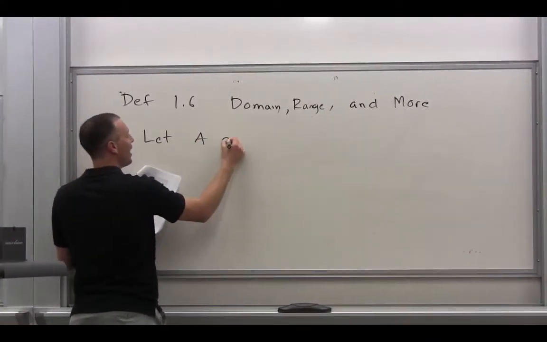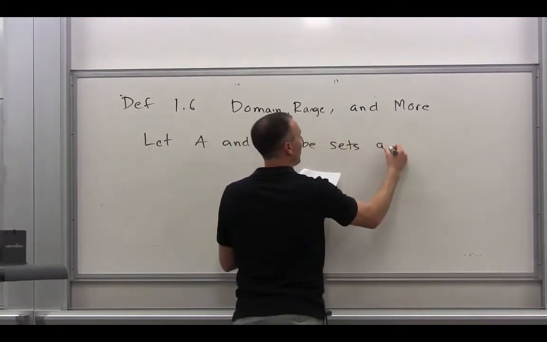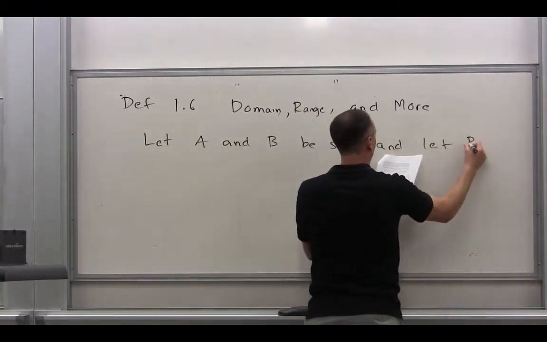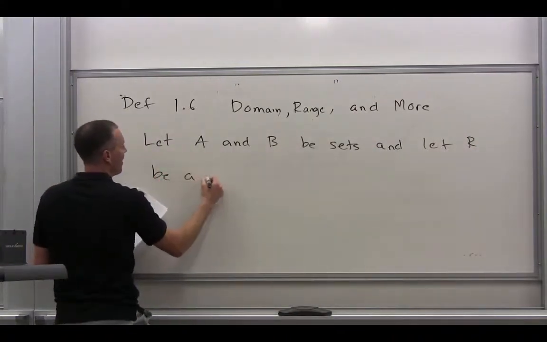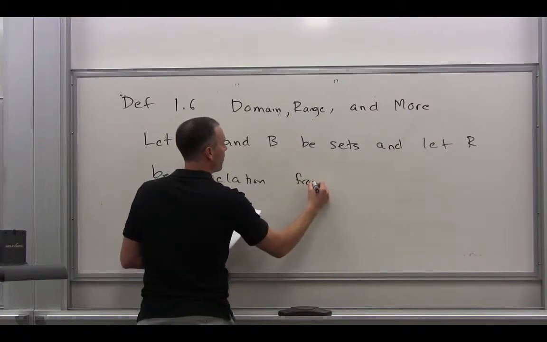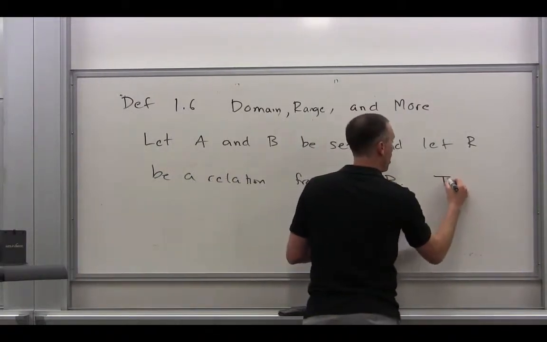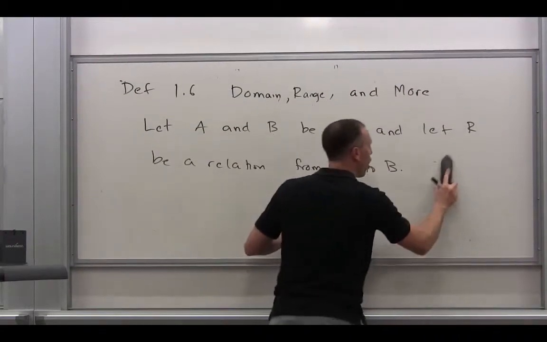So let A and B be sets, and let R be a relation from A to B. So what does it mean that R is a relation from A to B?